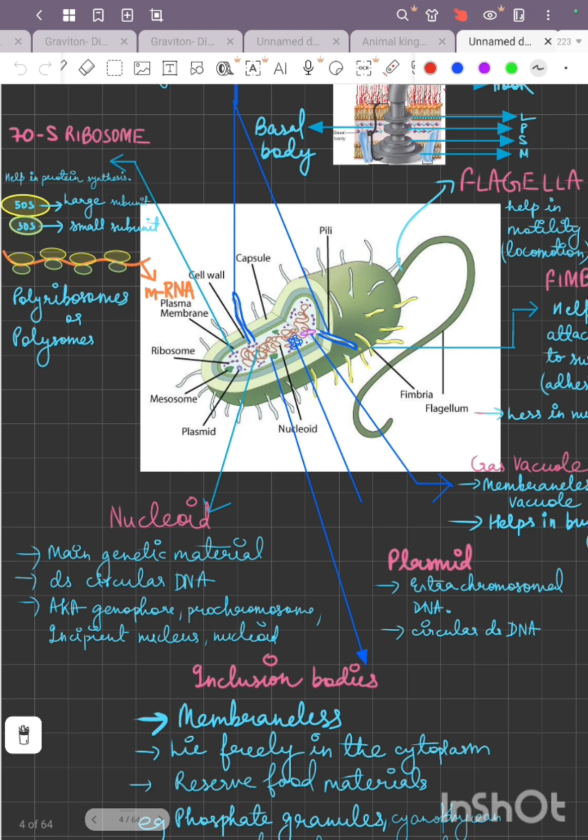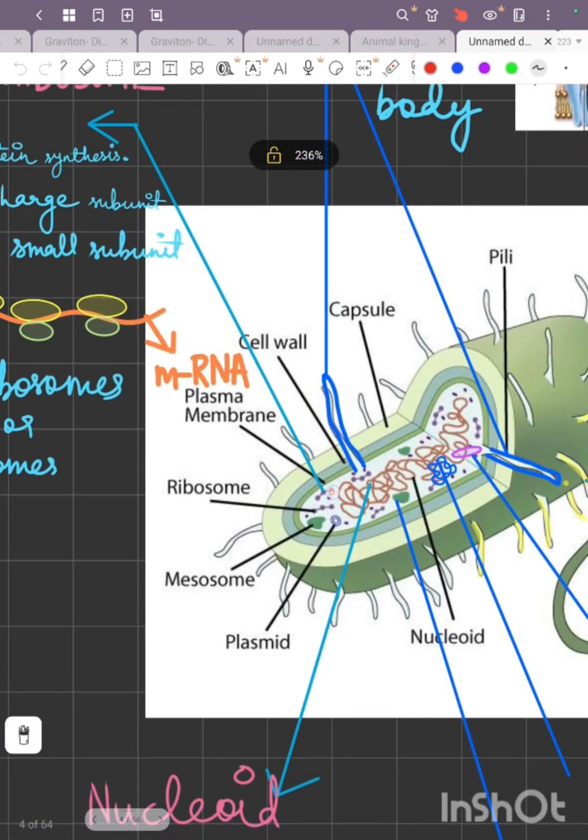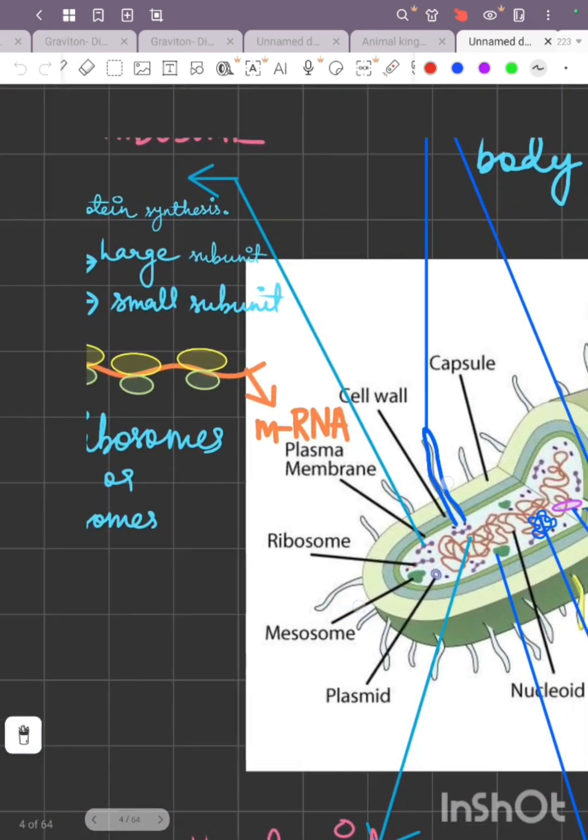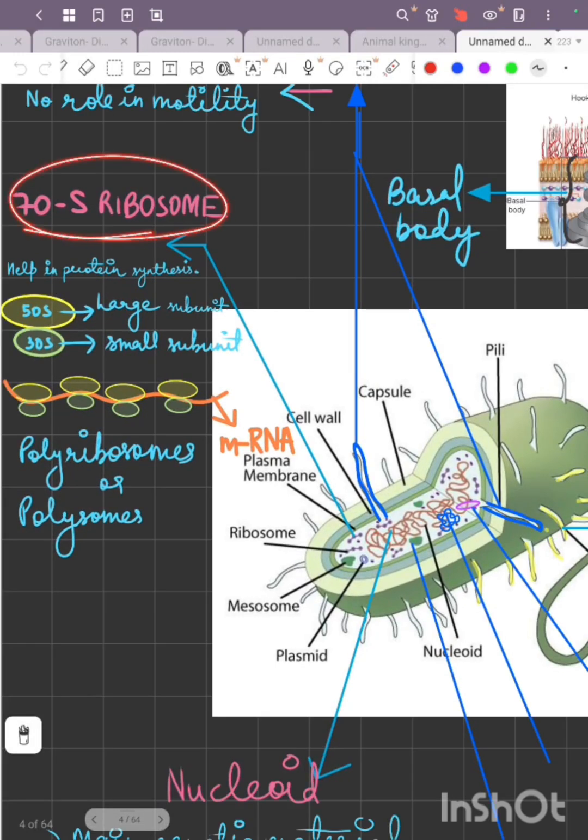All right. Now apart from that, you also see the only organelles which are present in bacteria is ribosomes, right? So these structures that you see, these dots that you see, this is nothing but the ribosomes. Now, to be more precise, the ribosomes that are found in a prokaryotic cell is the 70S ribosome. The ribosomes actually help in protein synthesis.